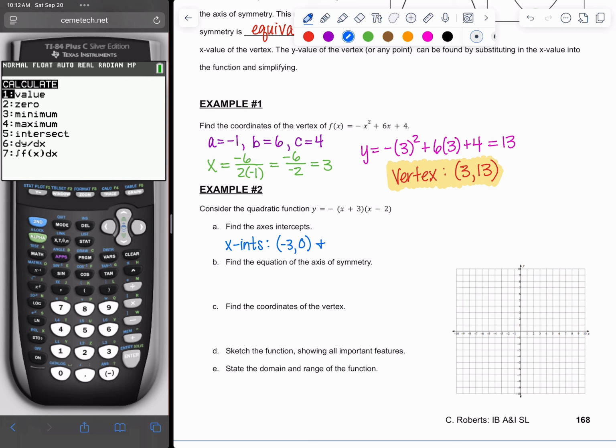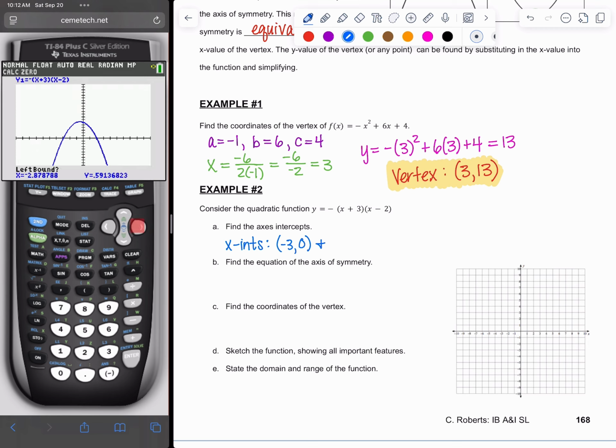So I'll go back to second trace, number 2, 0. And then I go and locate the one on the right hand side, but it says left bound. So my left side is somewhere here. Then I go right bound on the other side of it. And as you can see, it's in between. And then I press enter again.